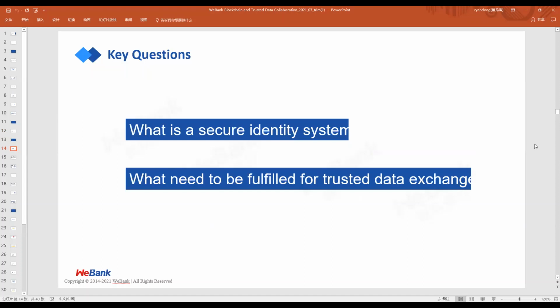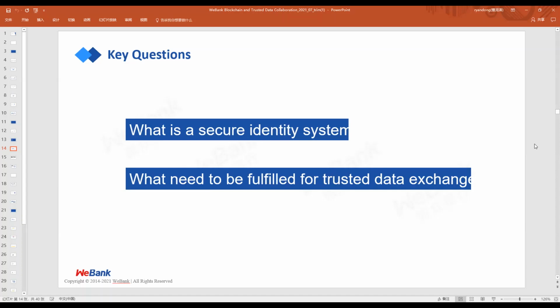Then the first thing is, what will be a secure identity system you're considering in a distributed manner? In a traditional way, we have a single issuer to help you issue different certificates, but with different issuers, how can they trust each other? And this is very typical blockchain thinking. So this is how blockchain can fit, right?